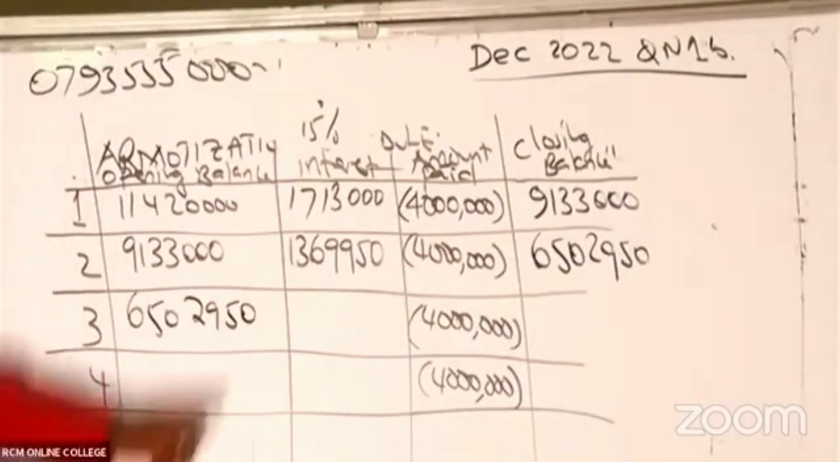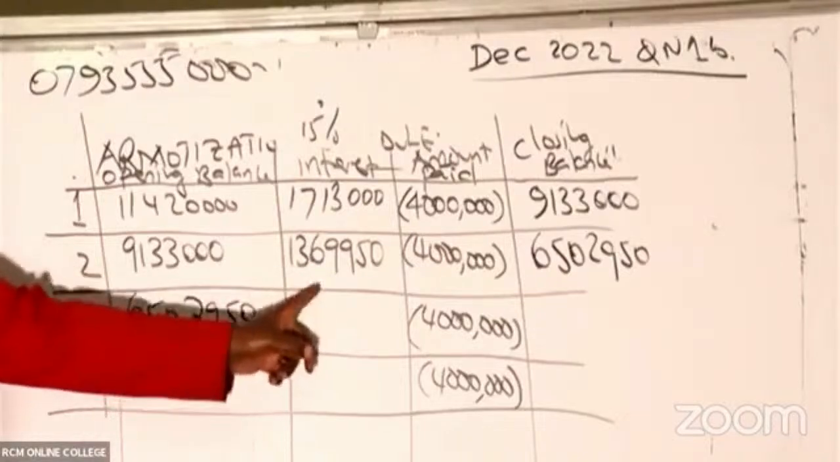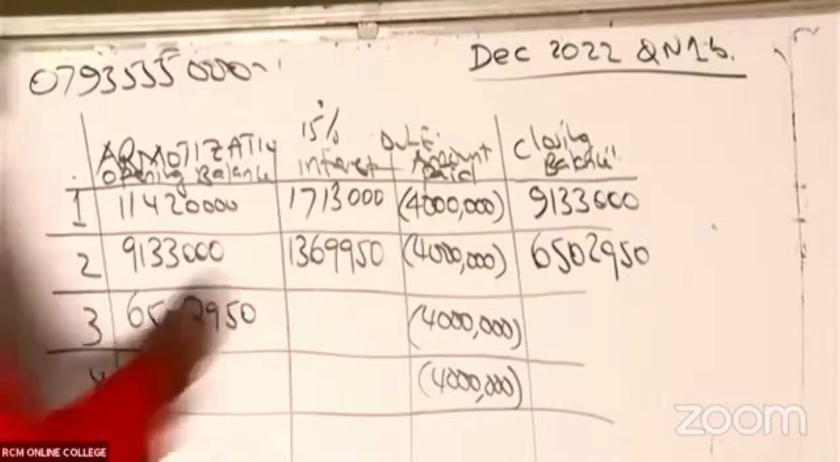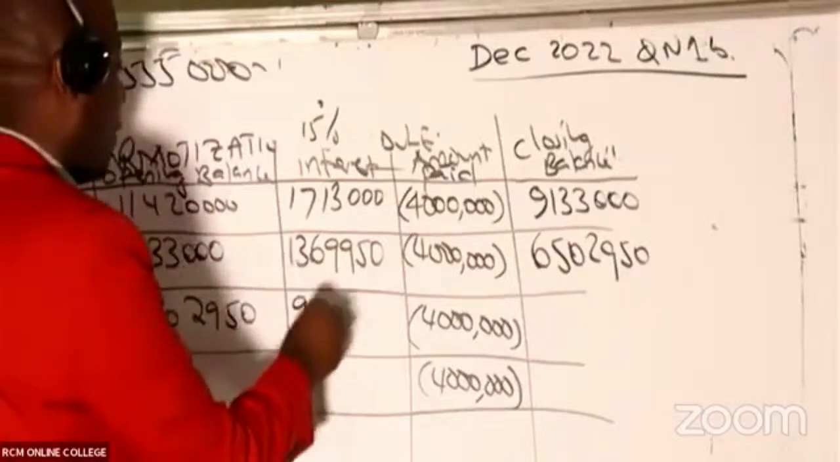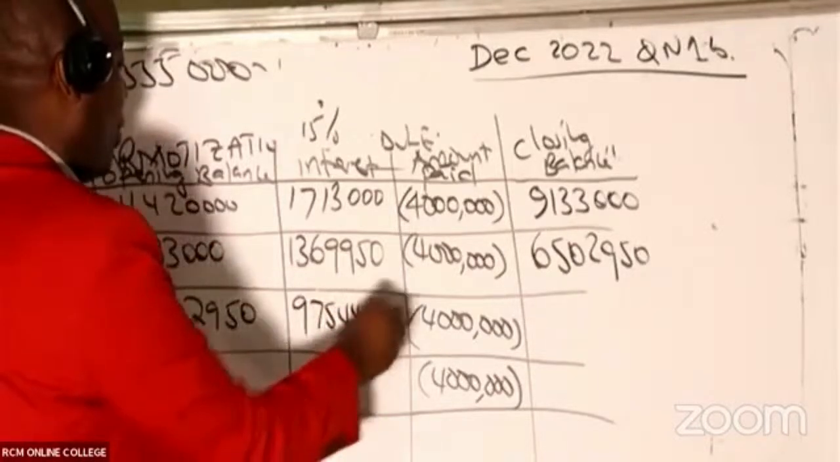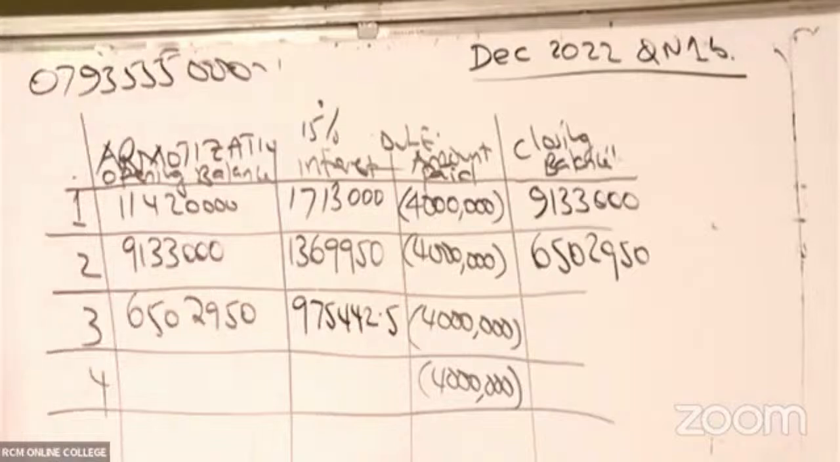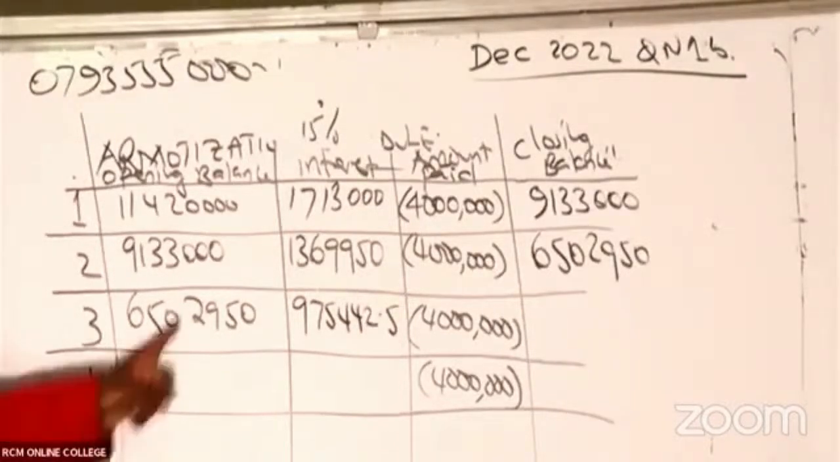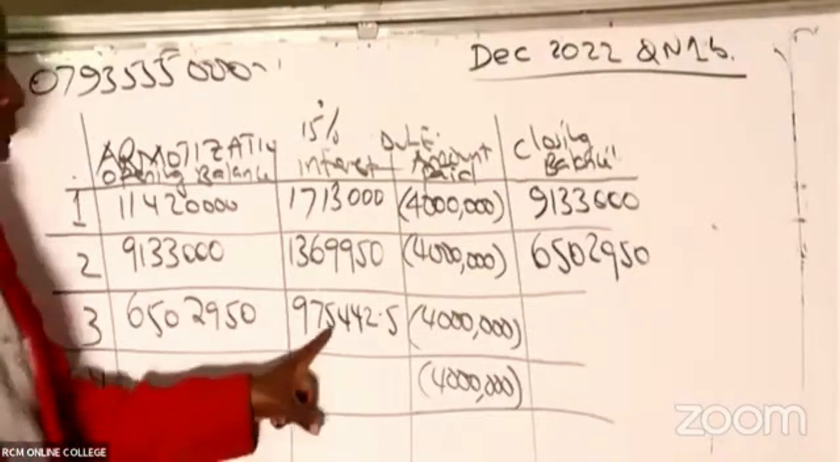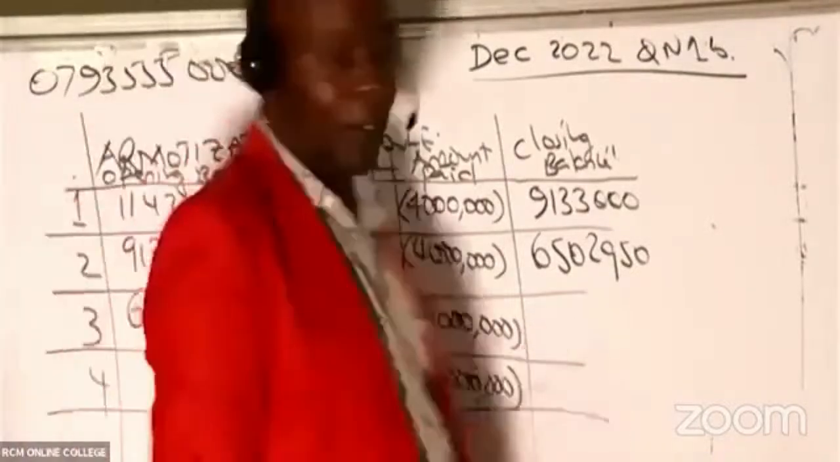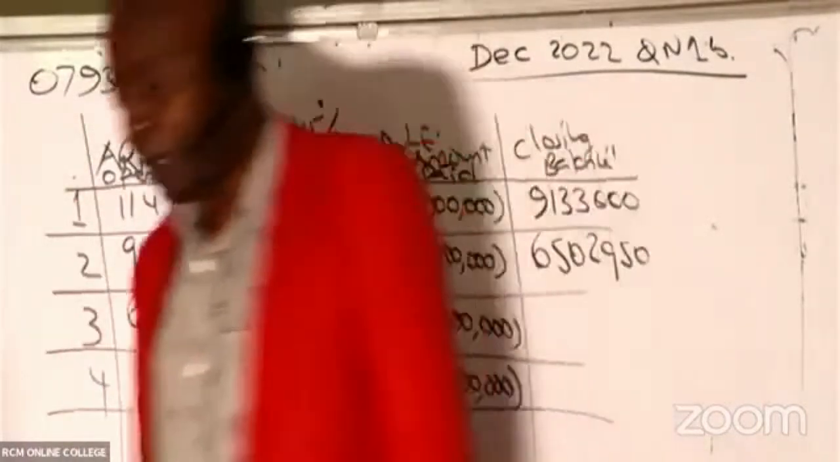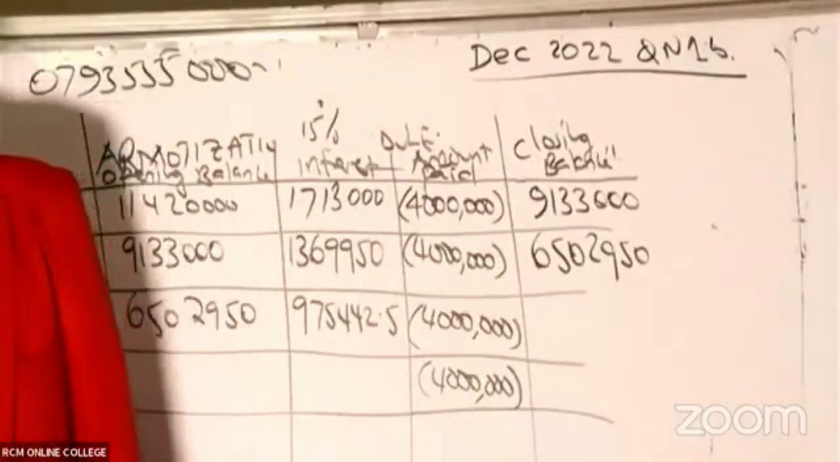Please give it interest. 975, 442.5. Thank you so much, Ngera. Great. So take this, you add here, you subtract the 4 million. Give me the closing balance. Is there somebody who is able to give me the closing balance pretty fast? It is 347,839.